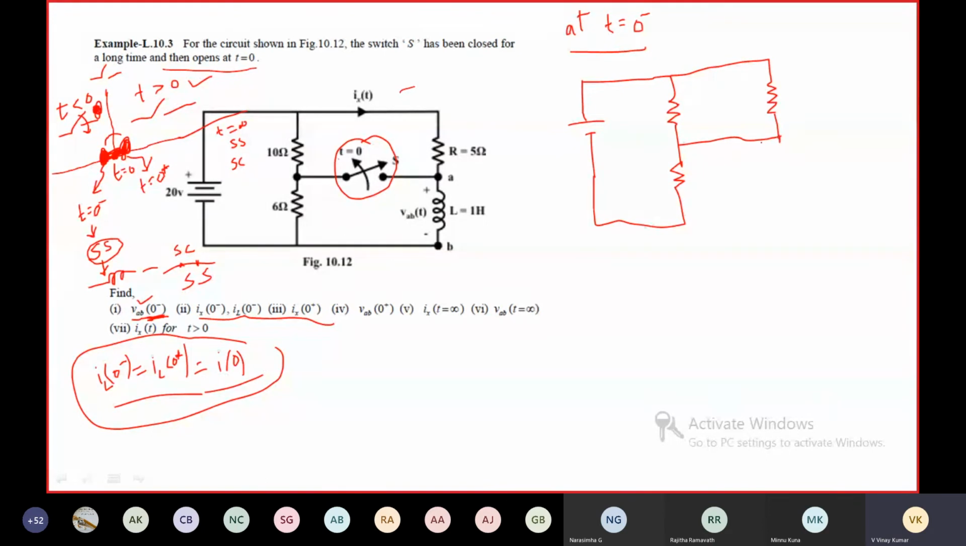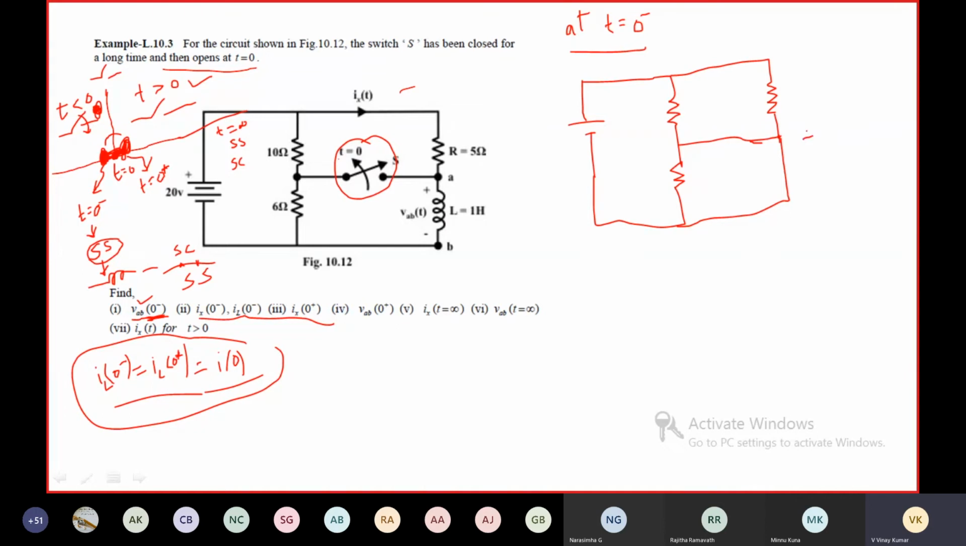And what about the inductor? At t equal to 0 minus, steady state occurs for t less than 0. The inductor acts as a short circuit at steady state. Okay, so the inductor acts as a short circuit.